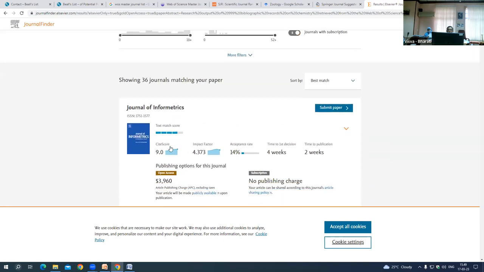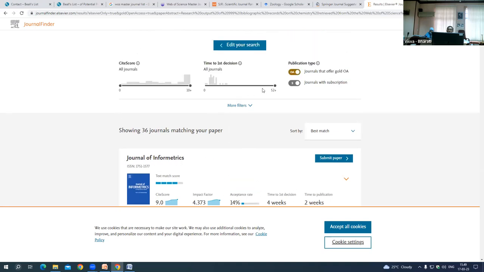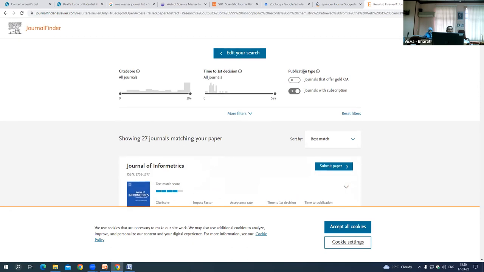Also the CiteScore, that is 9, is the citing rate, and there is the impact factor and the acceptance rate. Time to first decision is 4 weeks, and time after first decision is 2 weeks. The total 6 weeks will be required to publish an article in this journal. And we can filter our search by open access. If we want an open access journal, we can filter accordingly. So this is the journal finder.